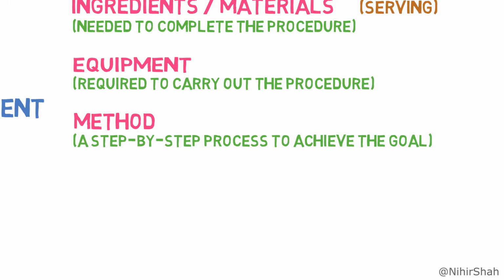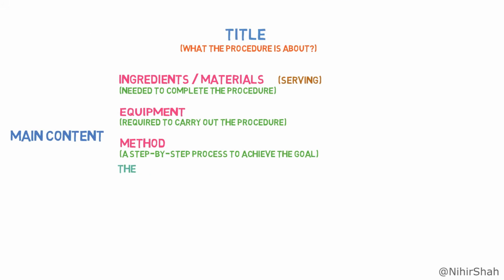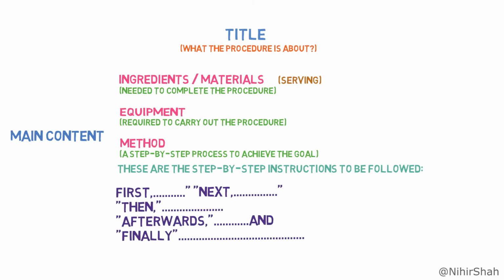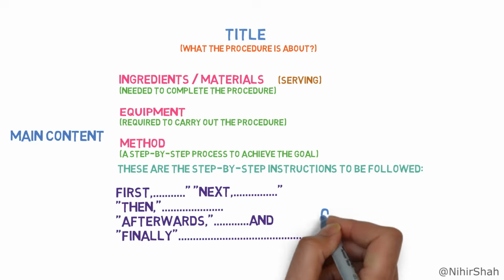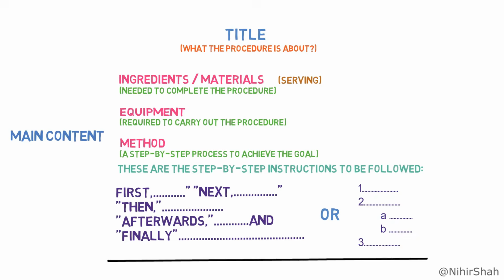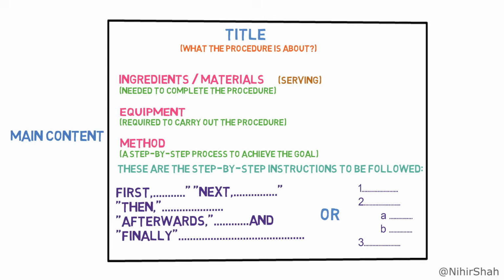We can begin with the following sentence. These are the step-by-step instructions to be followed. For procedures with fewer steps, we can use transition words like first, next, then, afterwards, and finally, to explain each step. For procedures with more steps, we can use either a numbered list or a bulleted list to present the steps for simplicity. So this is the format of procedure writing.